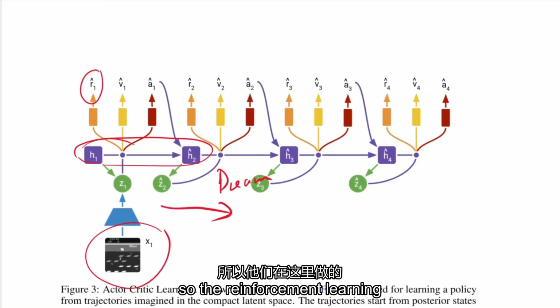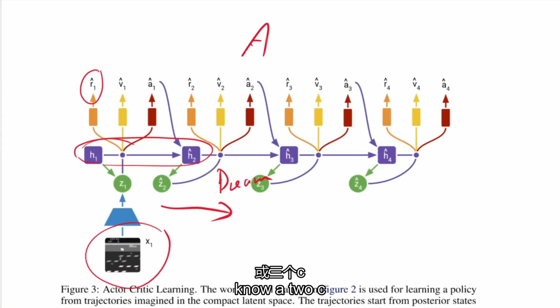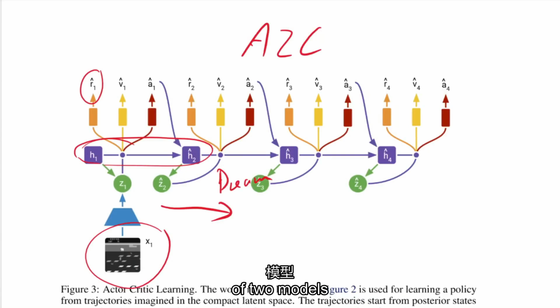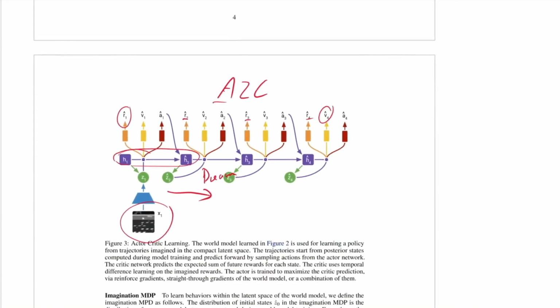Yeah, so the reinforcement learning they do right here is going to be something like A2C or A3C. It's going to be an actor-critic method, an advantage actor-critic method. That's a pretty basic but very strong reinforcement learning algorithm where you learn sort of two models. You learn the critic that tries to predict the future rewards, so it tries to predict these values right here, and you learn an actor that is trying to make the critic really, really happy.